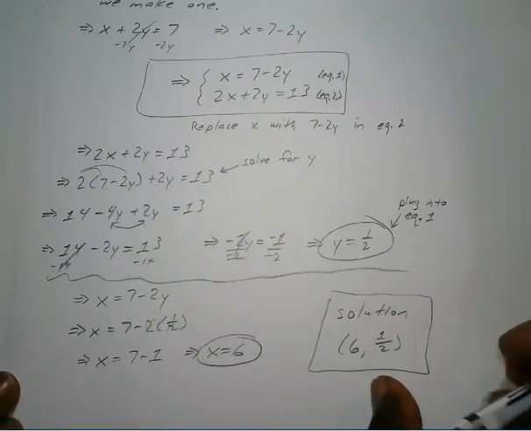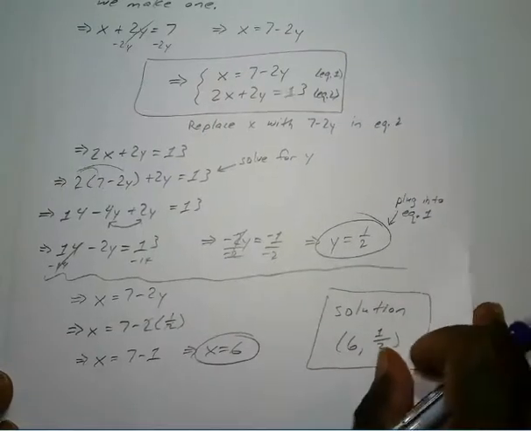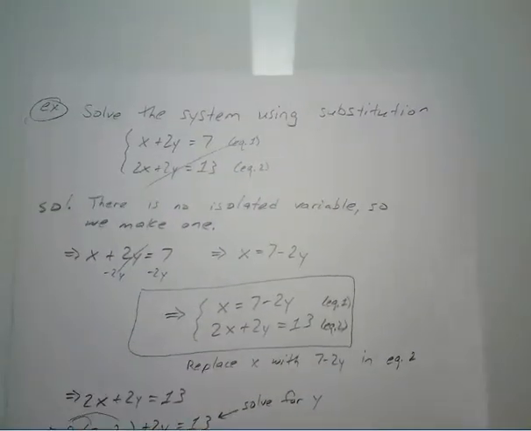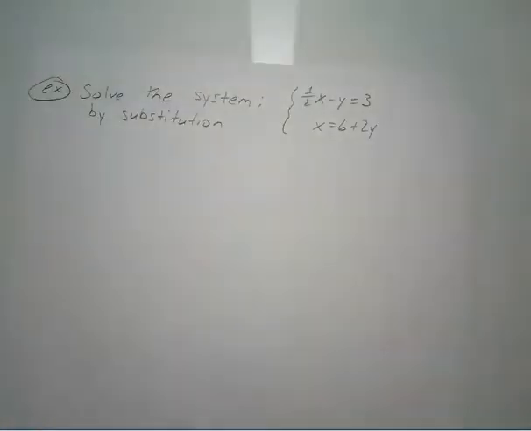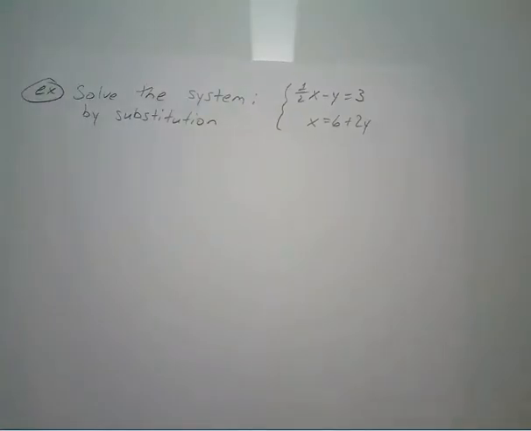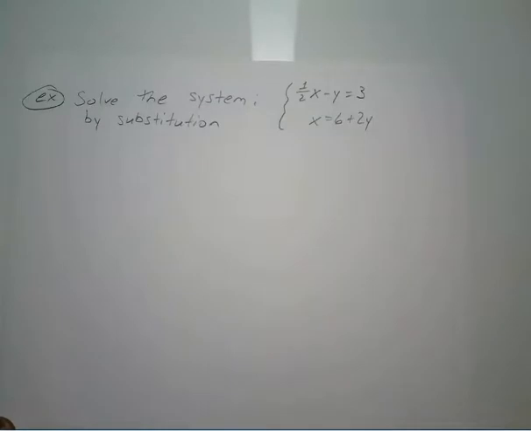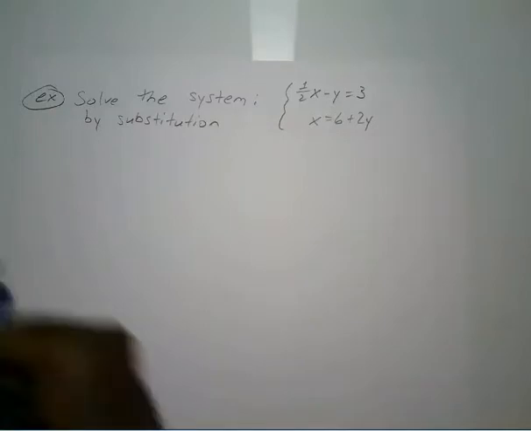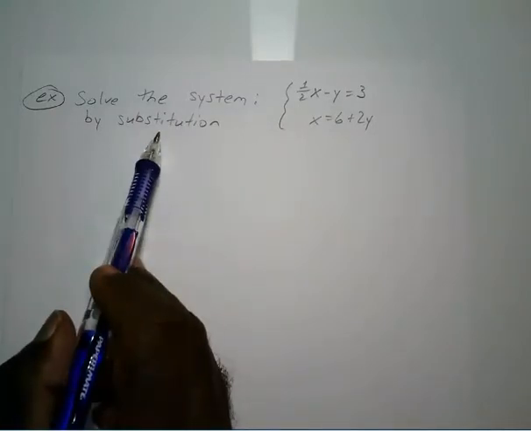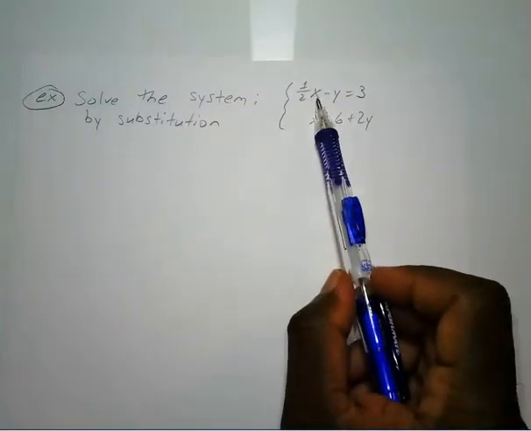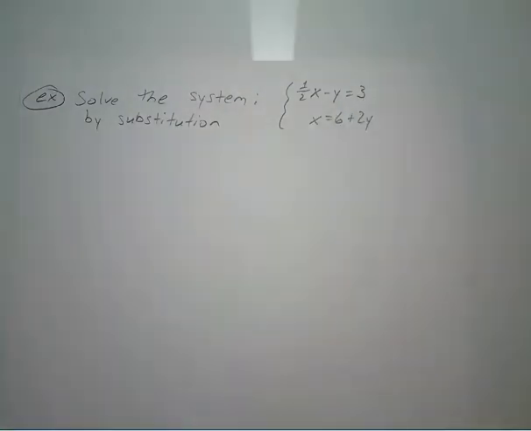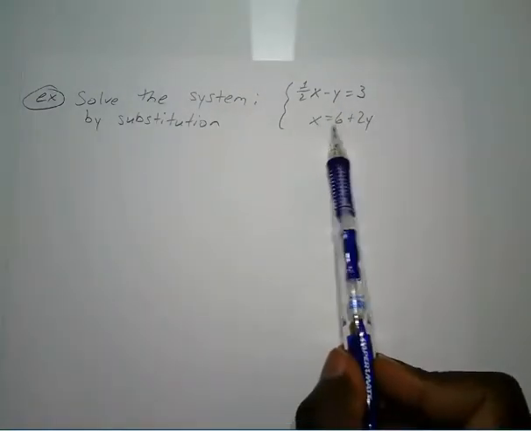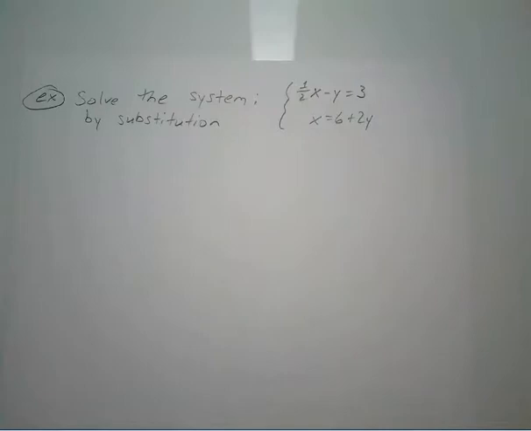Okay, so pretty straightforward. So now what we're going to do is a couple of, I guess you could say, unique systems. Okay, so if we want to solve the system by substitution, we have 1/2 x minus y equals 3, and we have x equals 6 plus 2y.